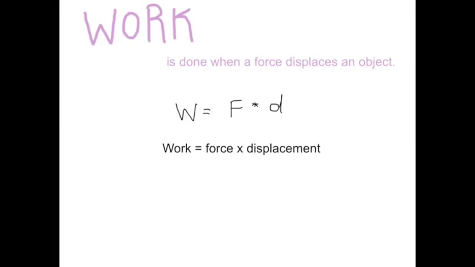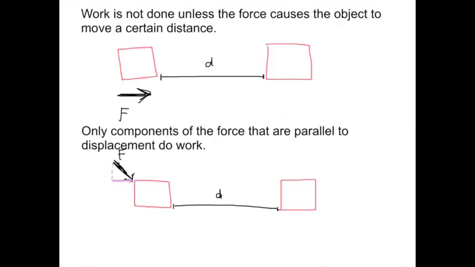We'll start with work. Work is done when a force causes displacement for an object. In other words, a force causes an object to move. Therefore, we define work as force times displacement, or in other words, the amount of force applied to the object times the amount that the object is displaced from its original position.